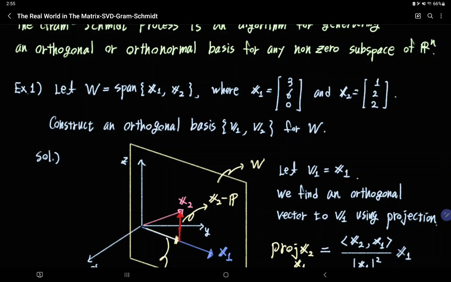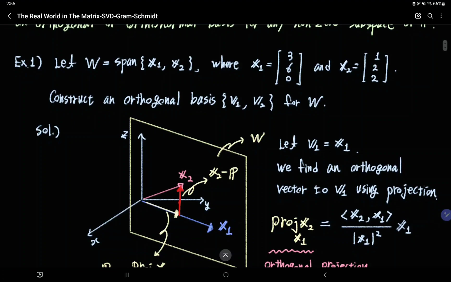Let's say W is a space spanned by two vectors x1 and x2, and you see x1 and x2 are given like this. They are 3 by 1 matrices, I mean column vectors. So we see that x1 and x2 are vectors in three-dimensional space, right? But I don't think W represents the R3 space, because it is spanned by only two vectors.